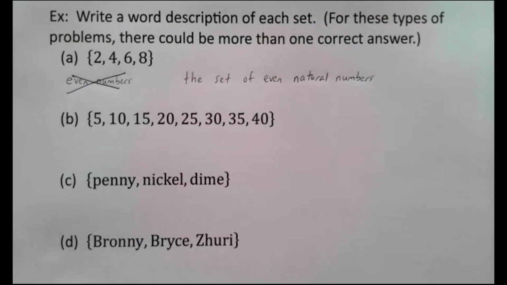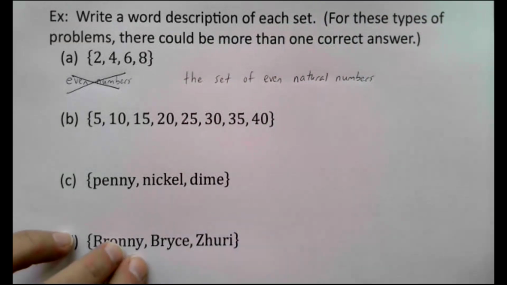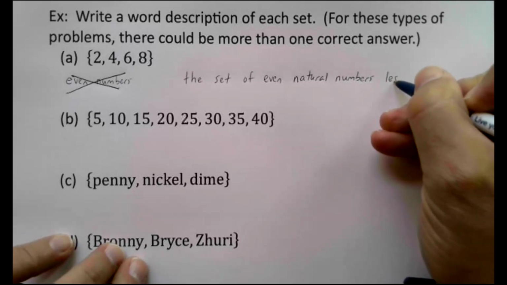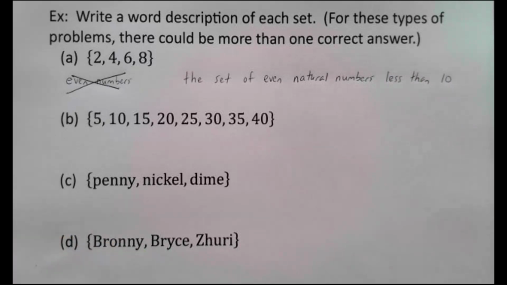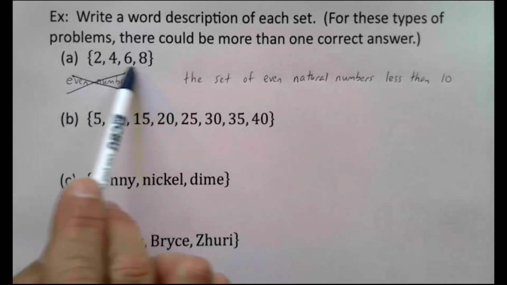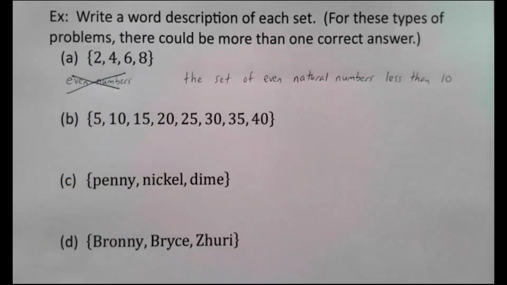That would include 2, 4, 6, 8, but that would also still include 10, 12, 14, 16, and so on. So let me say the set of even natural numbers that are less than 10. Now I think we have a good word description of that set. The set of even natural numbers less than 10.